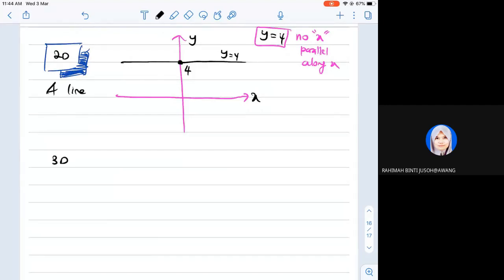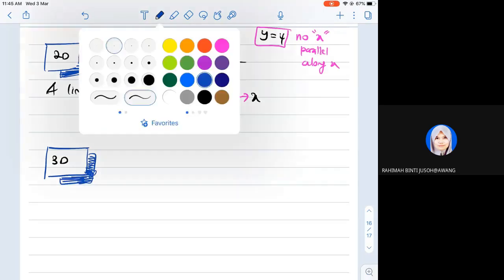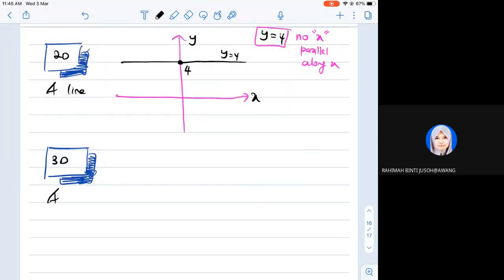Okay, next 3D. 3D, the same concept. Kenapa saya duk ajar dia tak ada variable x, dia tak ada variable tu. Nanti you faham lah kenapa saya ajar macam tu. Okay, 3D. Y equals to 4, we represent a plane. A plane, which means surface lah. Satu permukaan, a plane. Satu papan plywood.